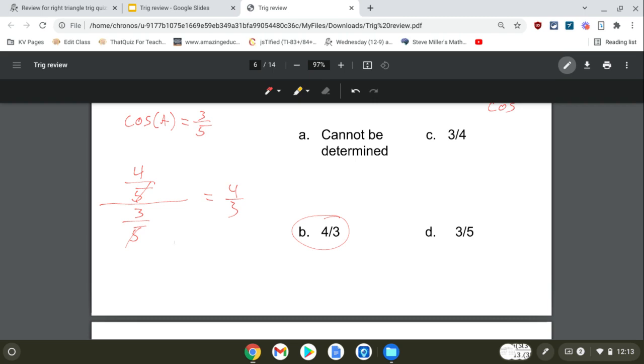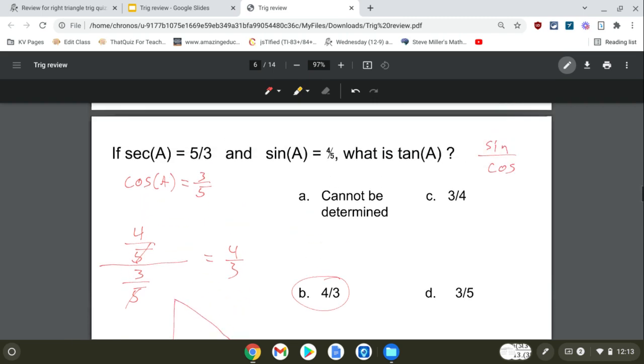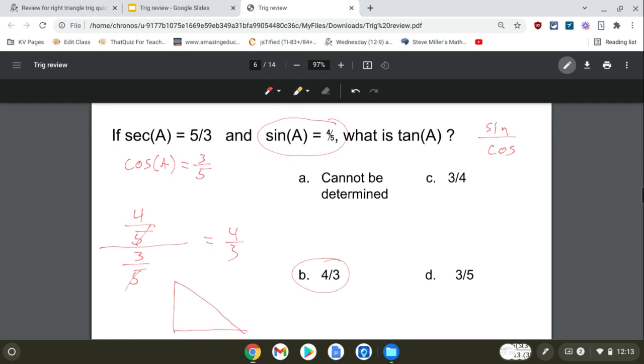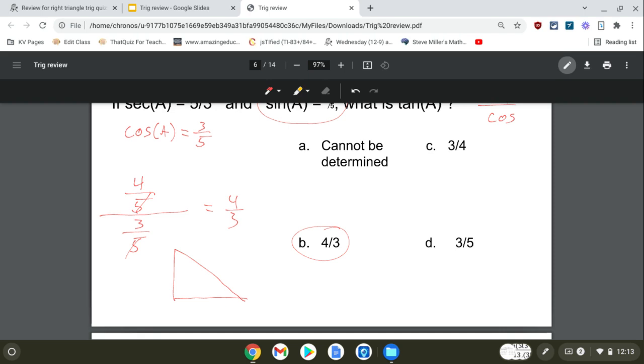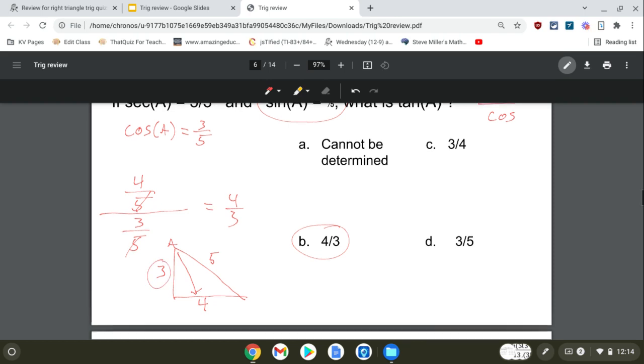Nice. The other way is to build a triangle that represents sine equal to 4/5. It'd be something like this. If this is angle A, opposite over hypotenuse is 4/5. This side right here has to be my 3. And then you could find tangent of A. Tangent would be opposite over adjacent, 4/3.